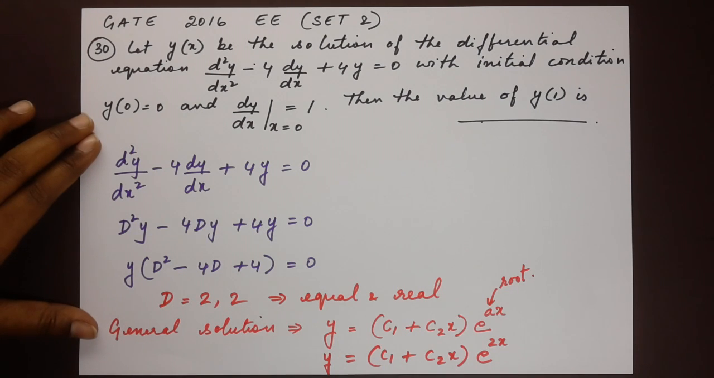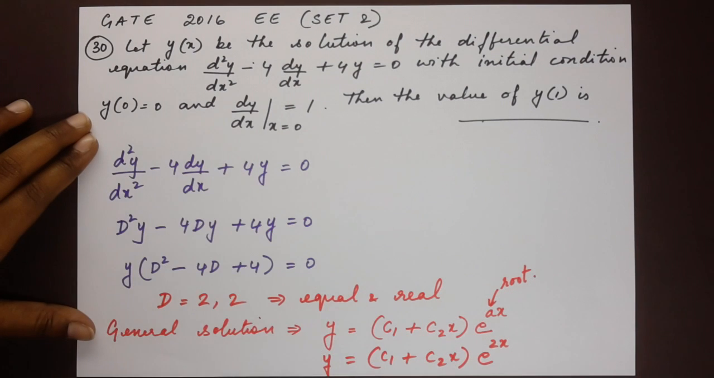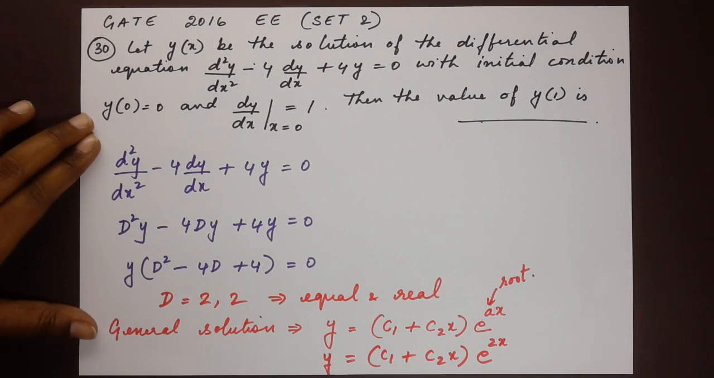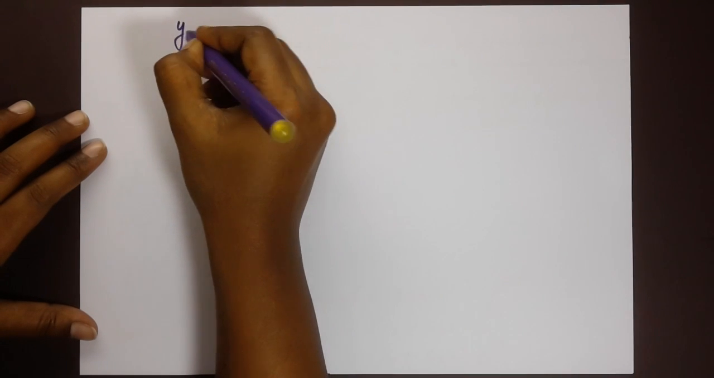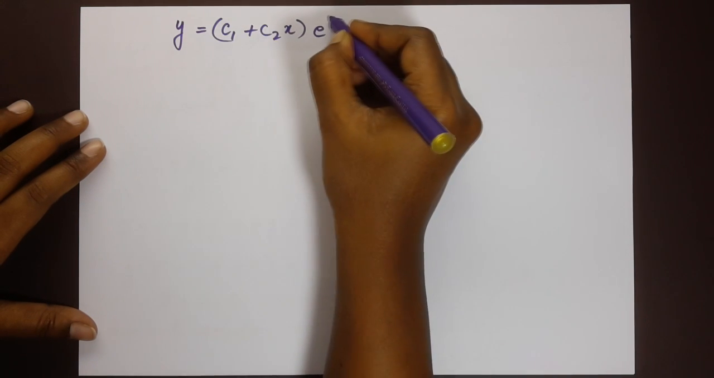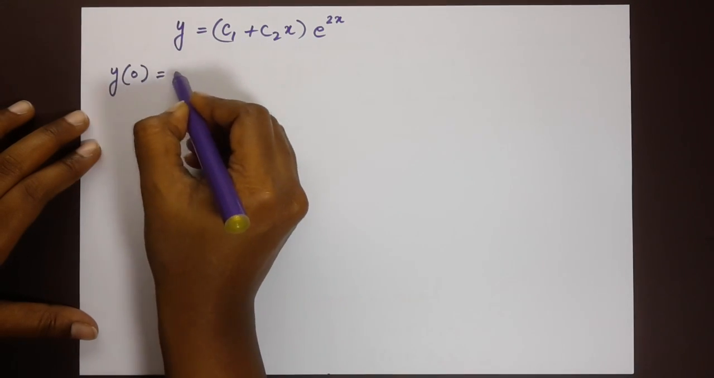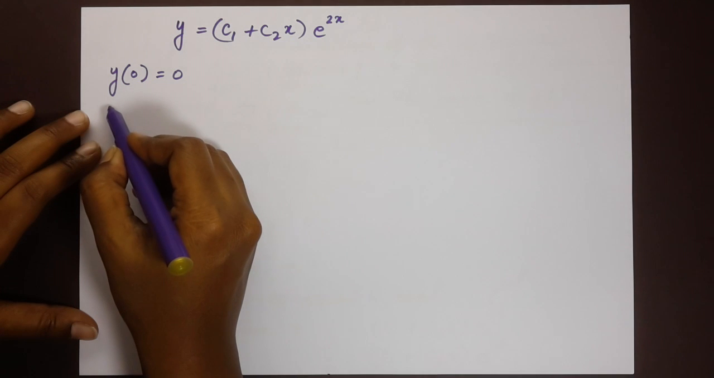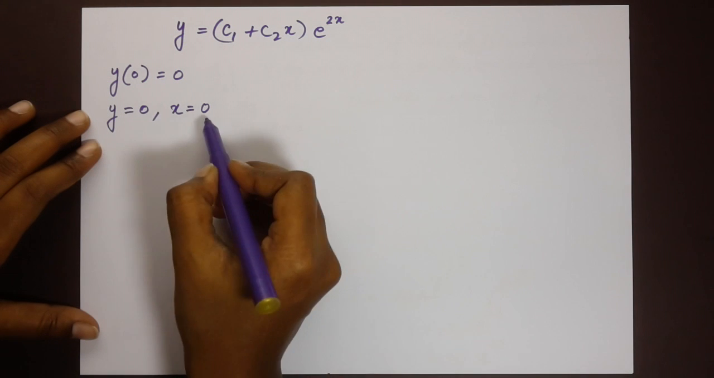Next step is to find out the particular solution. The particular solution is to find out the values of c1 and c2 using the initial conditions given to us. Okay, so I'll just grab another sheet of paper and then we'll continue. Right, so here we are. Okay, so we have the general solution, c1 plus c2x into e power 2x. Now the first initial condition is y of 0 is equal to 0. If y of 0 is equal to 0, it tells us that y is equal to 0 and x is equal to 0. Let's substitute this over here.